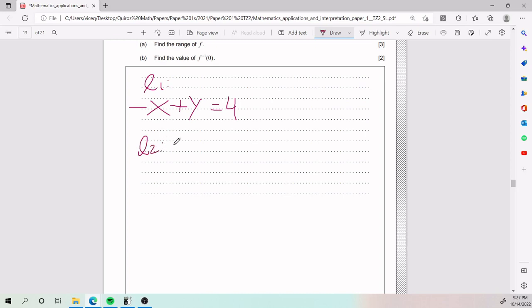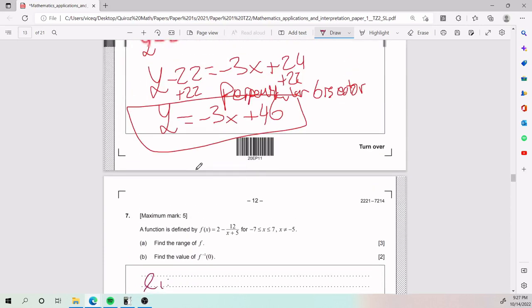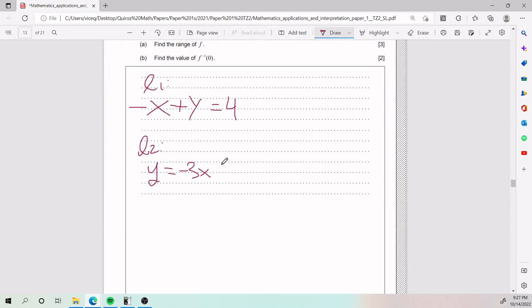See? So this is my first line. My second line is y equals negative 3x plus 46. So there's a lot of different ways that you can solve this from here. You can use your calculator, calc intersect, ¿cierto? You can also just kind of do it by hand. I'll show how to do it by hand. I think it's a little bit quicker. But hey, there's a lot of ways to do this from here.